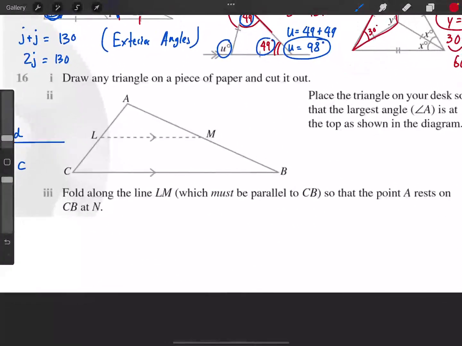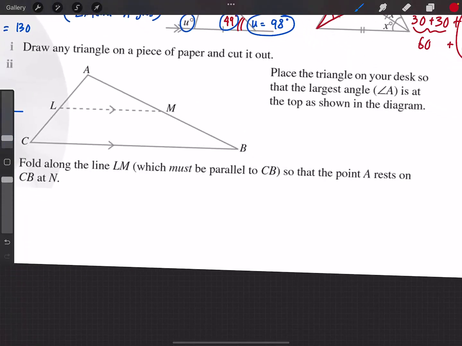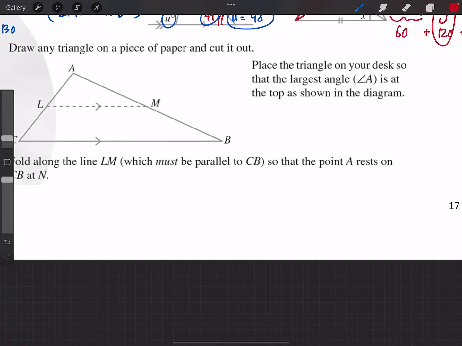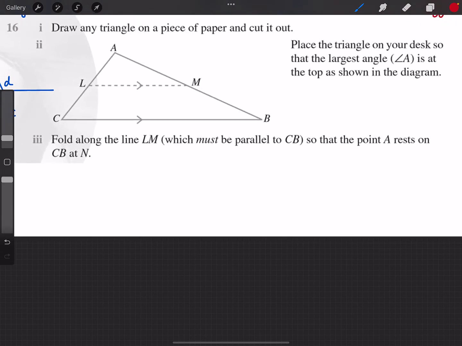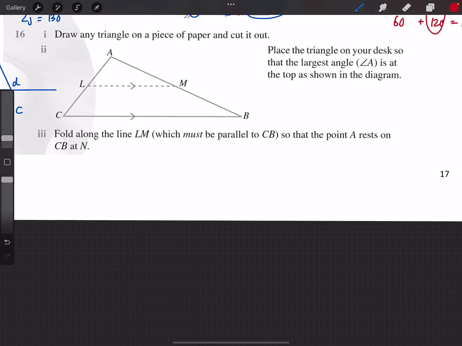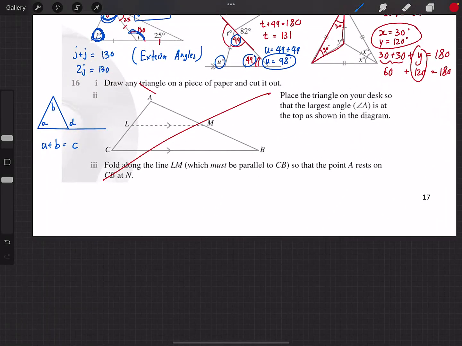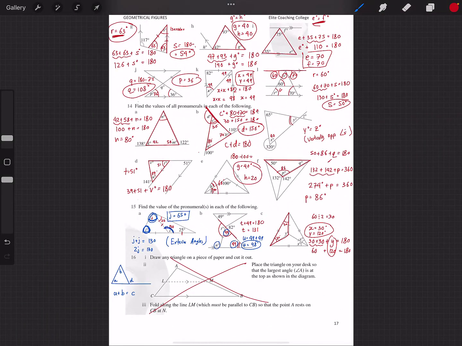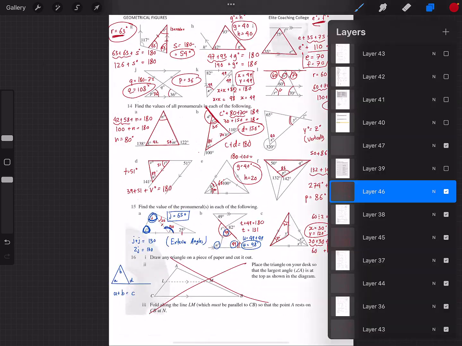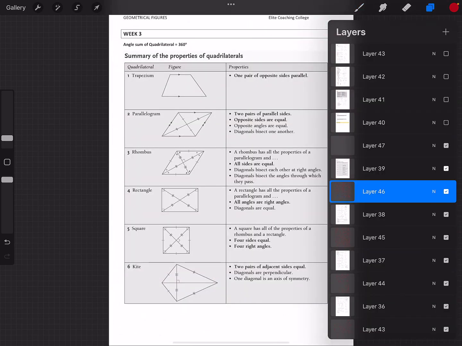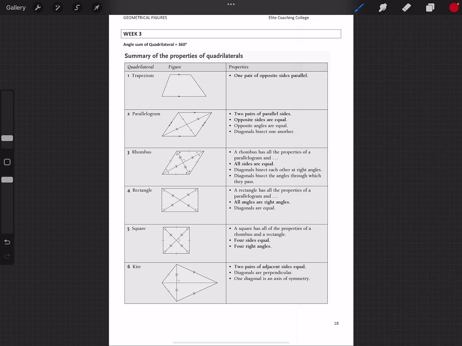Question 16. Draw any triangle on a piece of paper and cut it out. Place the triangle on your desk so that the largest angle A is at the top as shown in the diagram. Fold along the line. Okay, you don't need to do that question. Like I said, the drawing question, just skip it, it's fine. Okay, I think that is the last one. And then week 3 is after that. So week 2, that's all we need to do. Okay, hope that helps.